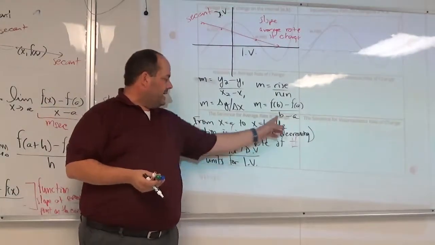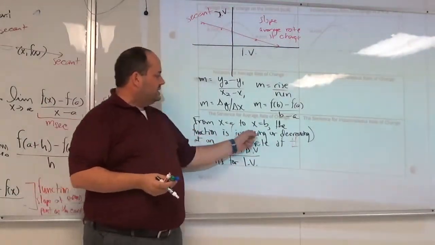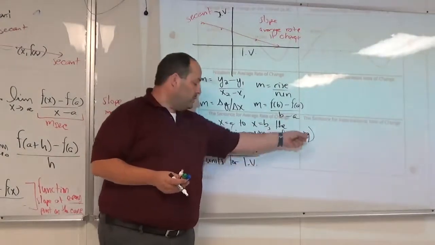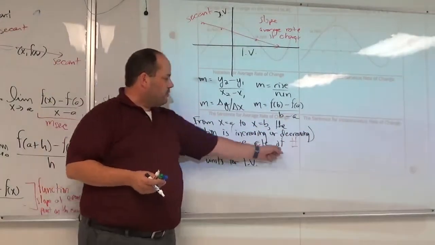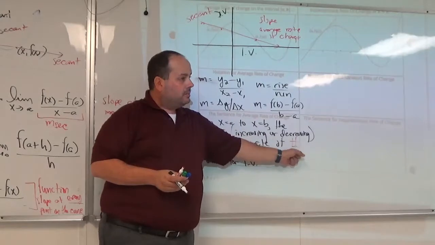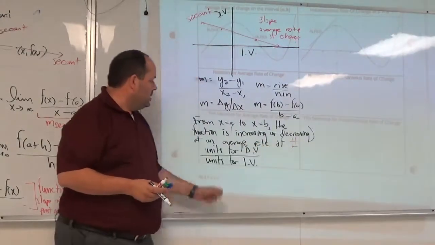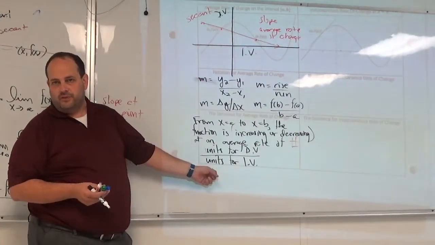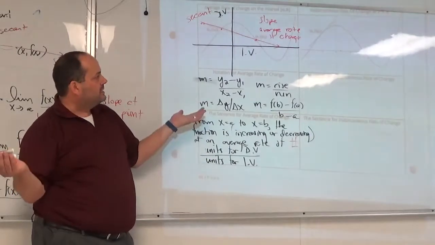But this is what the sentence has to look like. From x equals a to x equals b, the function is increasing or decreasing. You tell me which one. At an average rate of the number, but no signs here. Units for the dependent variable over the units for the independent variable. This is the deal. This is what we do.